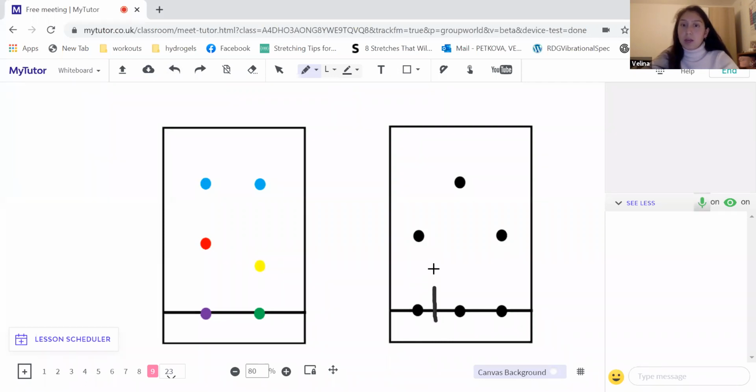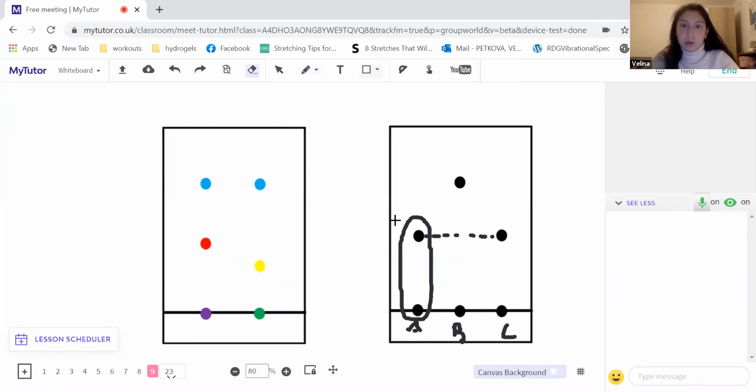So if we were looking for this substance, let's label them A, B, C. We want to identify which of B and C has the same chemical composition as A. Because these two dots are lined up exactly, we know that A and C are chemically the same. They have the exact same substances.